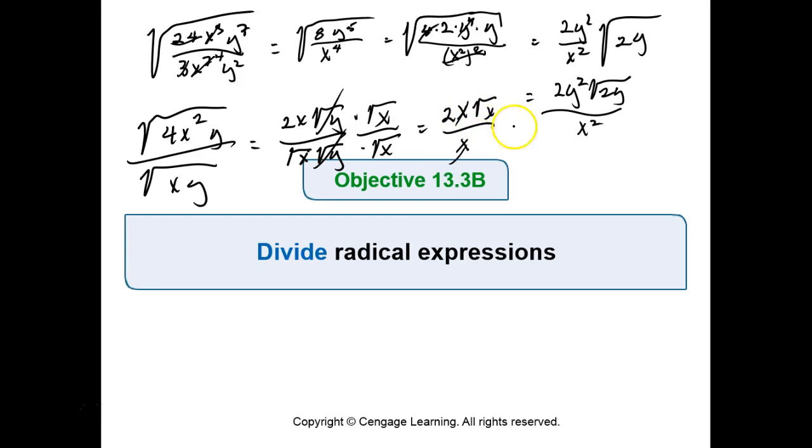Ding, ding, there's some more sound effects. 2 root x. Done. Okay? Wow, really simplified down, didn't it? Okay. Let's make sure the book did it the same way. Oh, look at that. They got 2 root x as well. Okay.